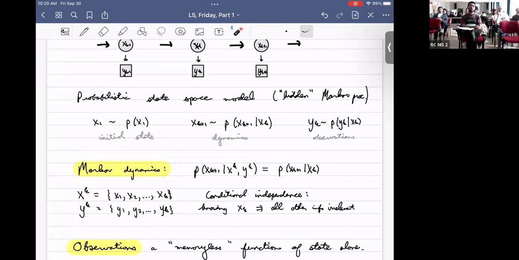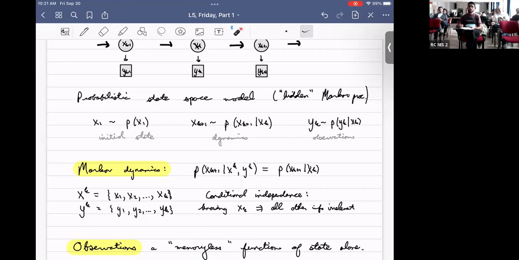My notation for a sequence here might be different from some, but I kind of like it. I'll say X upper K is the set of X1, X2, X3, all the way up to XK. So it's just the collection of X's up to XK. And similarly, YK will be the collection of Y's up to YK. And so in general, the dynamics could be a function of K: the state at time K plus one could depend on all of the XK's before, and perhaps even the YK's if there's any feedback.